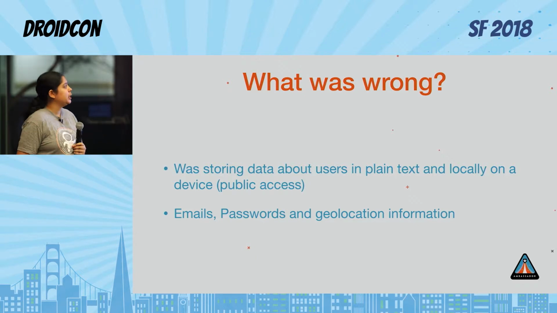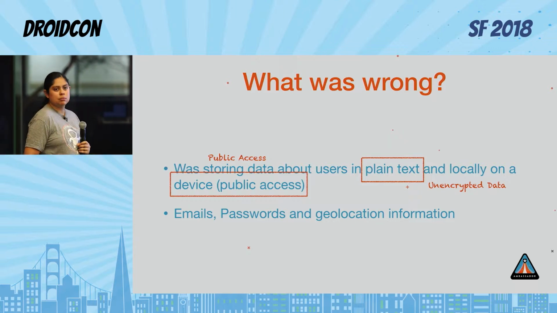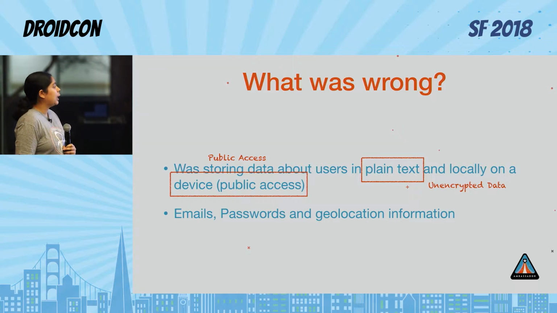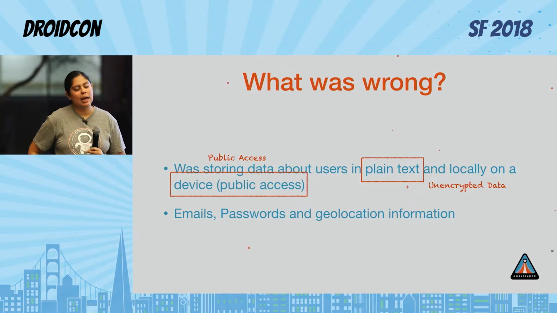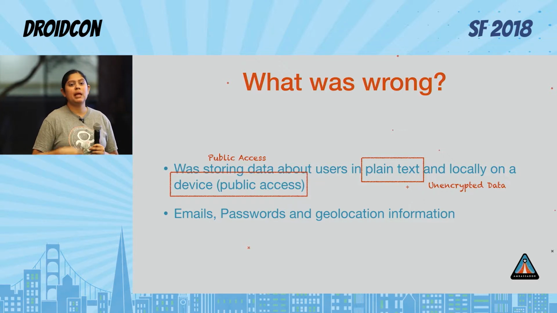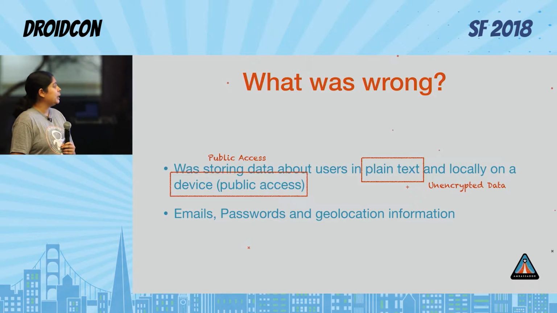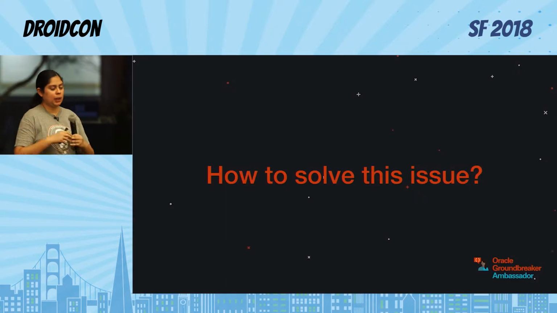They were storing user data in plain text on the local device. What that means is that anyone with access to the cell phone could get this information, and the information was unencrypted. It included emails, passwords, and geolocation information of the users. What happened with the Starbucks app is that they wanted users to just take the app, open the app, and say, I want to browse this coffee, but never log in again. This is a permanently open session. So they were selling the emails and the passwords. So how can we solve this issue at the first level?